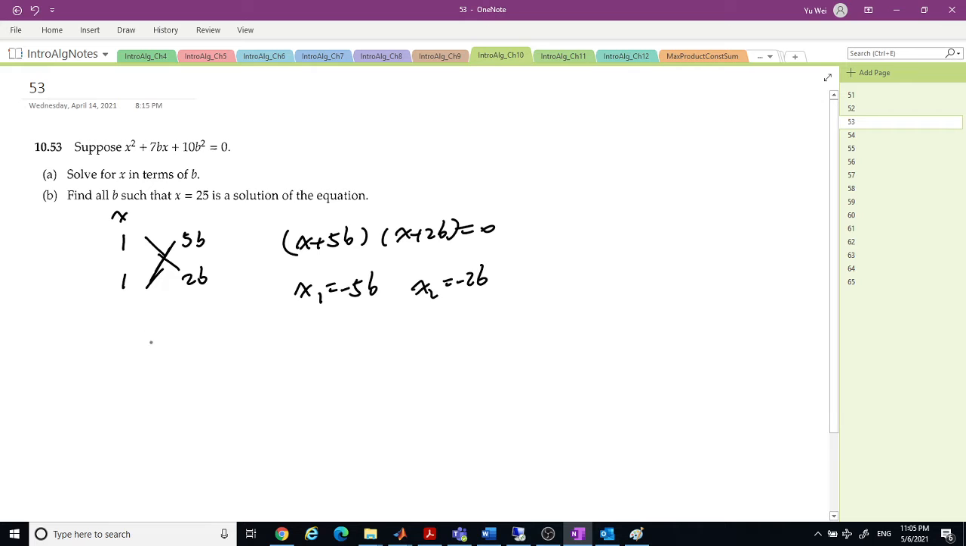Okay, so there are two possibilities. The first choice is 25 equals negative 5b. The second possibility is 25 equals negative 2b. For the first one, b is negative 5. For the second one, b is equal to negative 25 over 2.